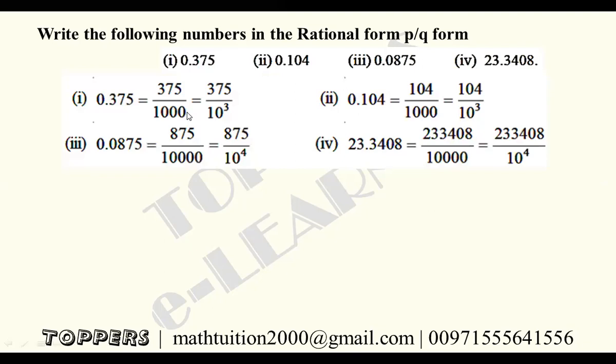Fine. These decimals, I mean the denominators, are powers of 10. So 1000 we can make as 10 cube. This also is 10 cube. This is 10 raised to 4, 10 raised to 4. We can write like this. So what is the speciality you can see here?